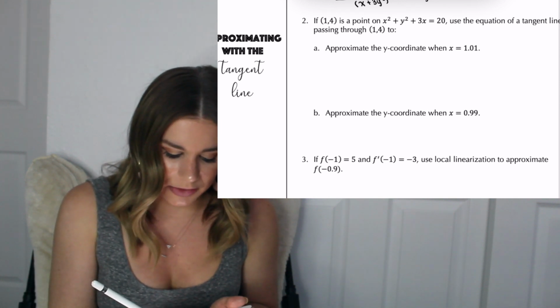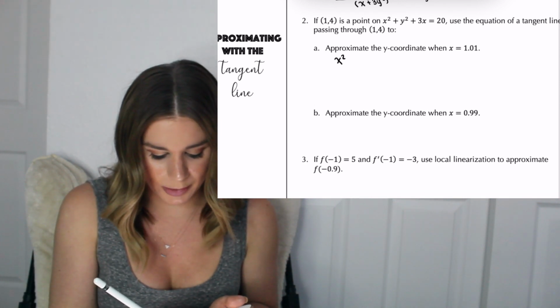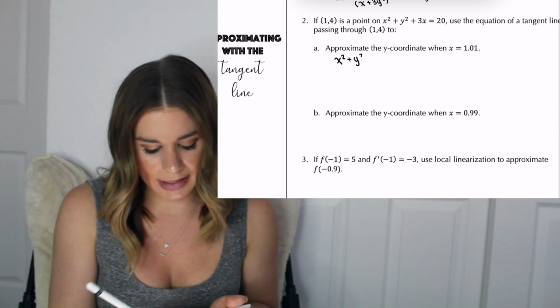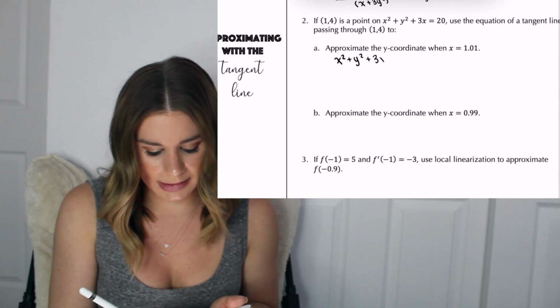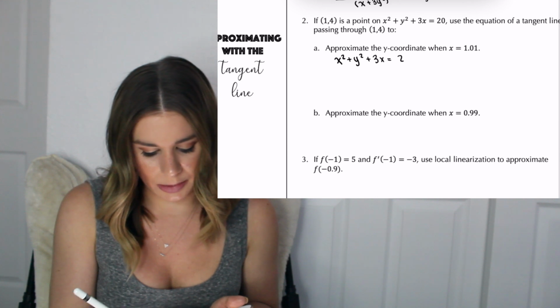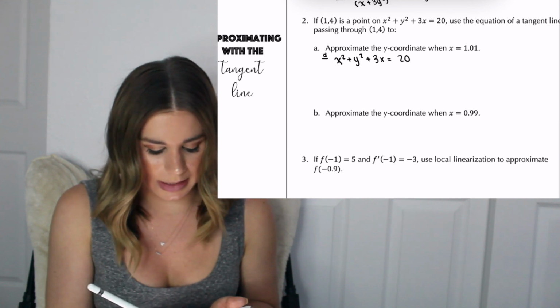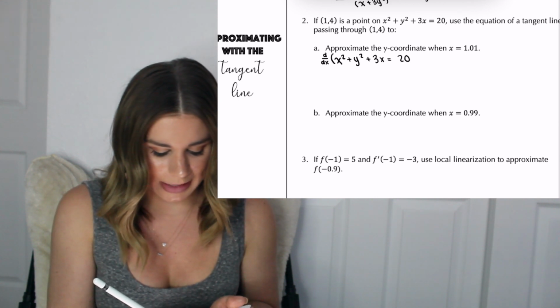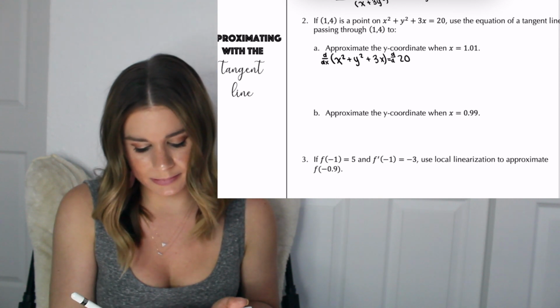So we have to use the same process where we take our equation x squared plus y squared plus 3x is equal to 20, and we're going to take the derivative with respect to x of both sides.